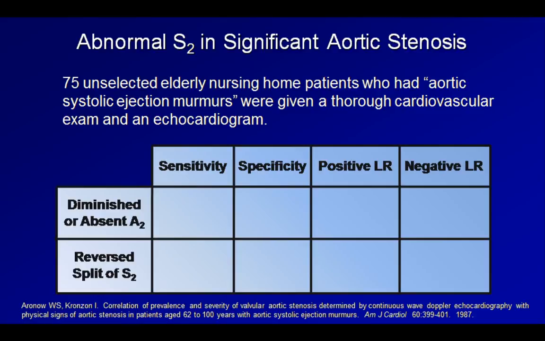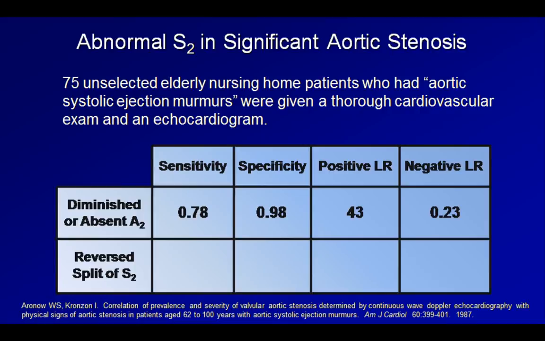The sensitivity and specificity of a diminished or absent A2 was 78 and 98% respectively, from which we can calculate a phenomenal positive likelihood ratio of 43 and a more modest but still helpful negative likelihood ratio of 0.23. In other words, if this finding was present in a patient with a systolic ejection murmur, that patient was extremely likely to have moderate or severe aortic stenosis.